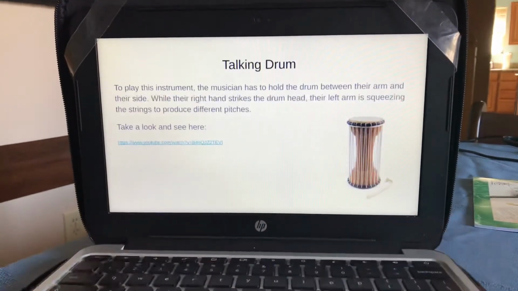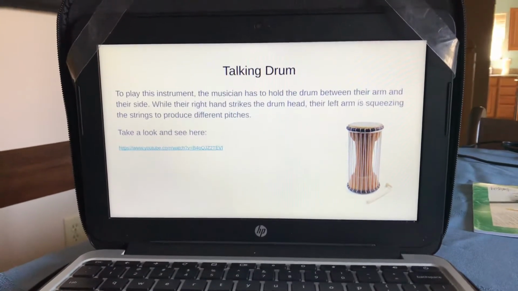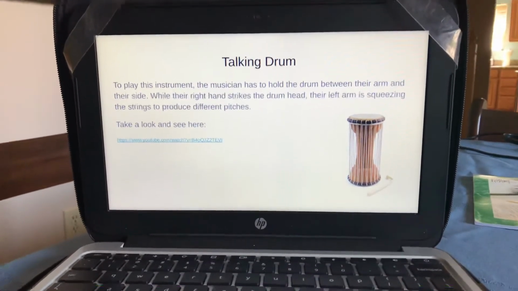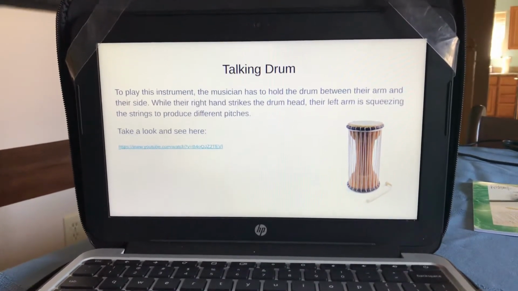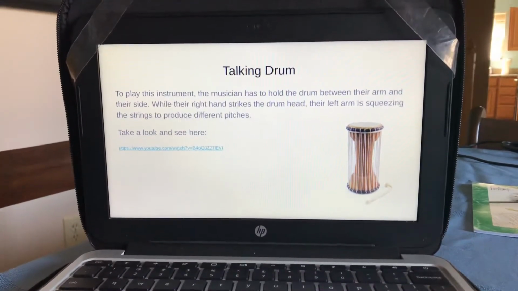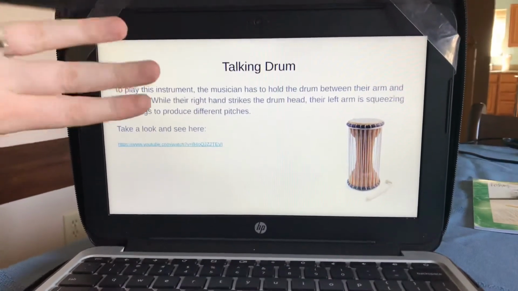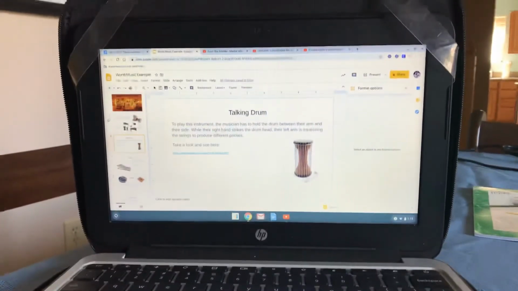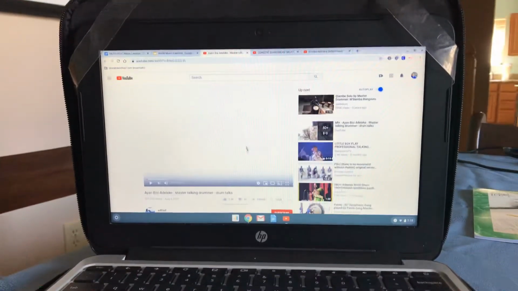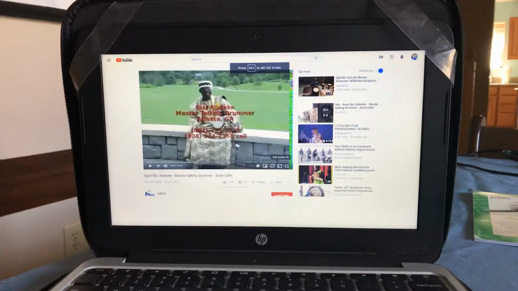All right, let's see. So then when I go to my next slide, I picked three instruments. This is my first one. I talk about how to play this instrument: they have to hold the drum between their arm and their side. When their right hand strikes the drum head, their left hand is squeezing the strings to produce different pitches. So I tell you how to play it, and then I say, oh, hey, take a look. I already opened these up so we could avoid ads. But this is the video that I chose.